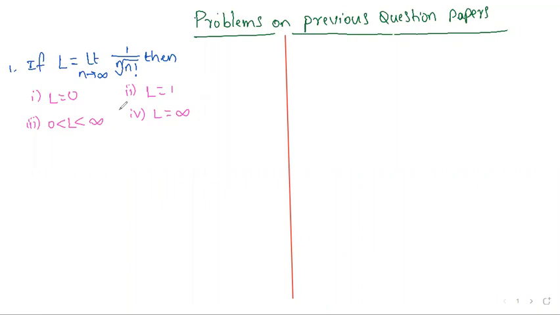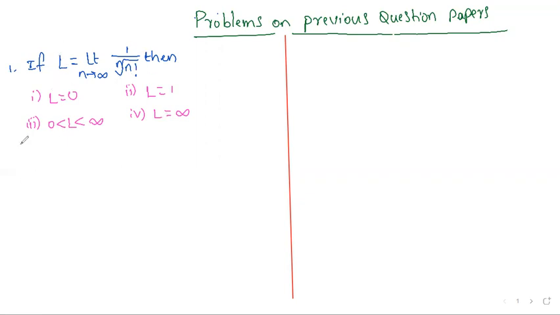Today I am discussing CSIR mathematical problems from previous question papers. Let us see the first problem. If L is equal to limit n tends to infinity 1 by nth root of n factorial, then option 1, L is equal to 0; second option, L is equal to 1; third option, L lies between 0 to infinity; and fourth option, L is equal to infinity.